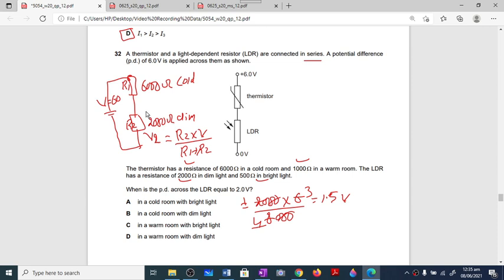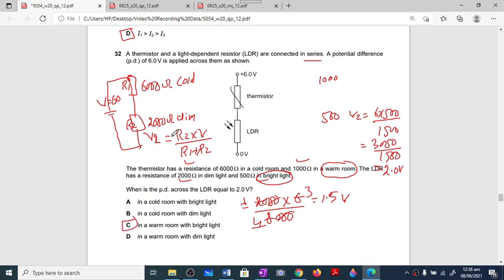The other condition given is 1000 ohm and 500 ohm. Now again we will calculate V2 by applying the same formula. That is equal to 6 into 500 over 1000 plus 500. So 3000 over 1500. Then I will get the value 2.0 volt. Now what are these conditions? A warm room and bright light. So option C is the valid option for question number 32.